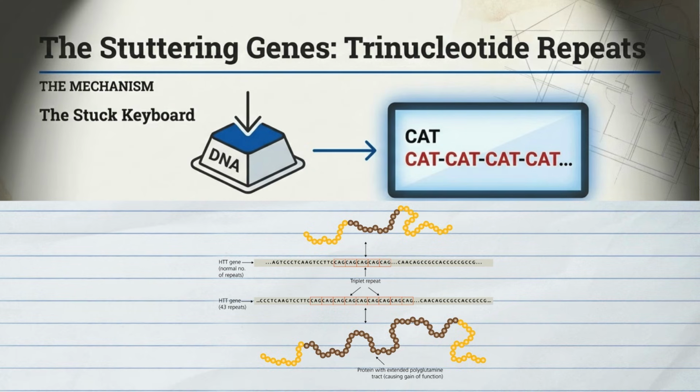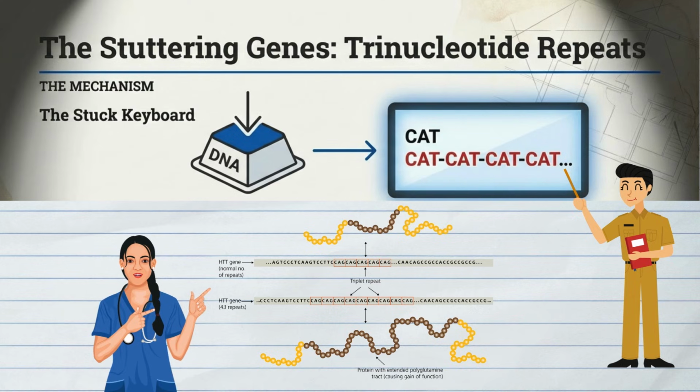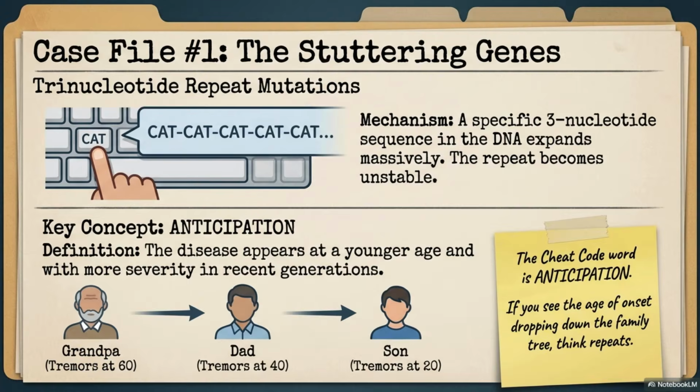First up, trinucleotide repeats. Imagine you are typing a sentence and suddenly your keyboard gets stuck. You want to type cat, but you type cat, cat, cat, cat, cat. This is what happens in your DNA. A specific 3 nucleotide sequence expands massively. Anticipation: the disease appears at a younger age and with more severity in recent generations.